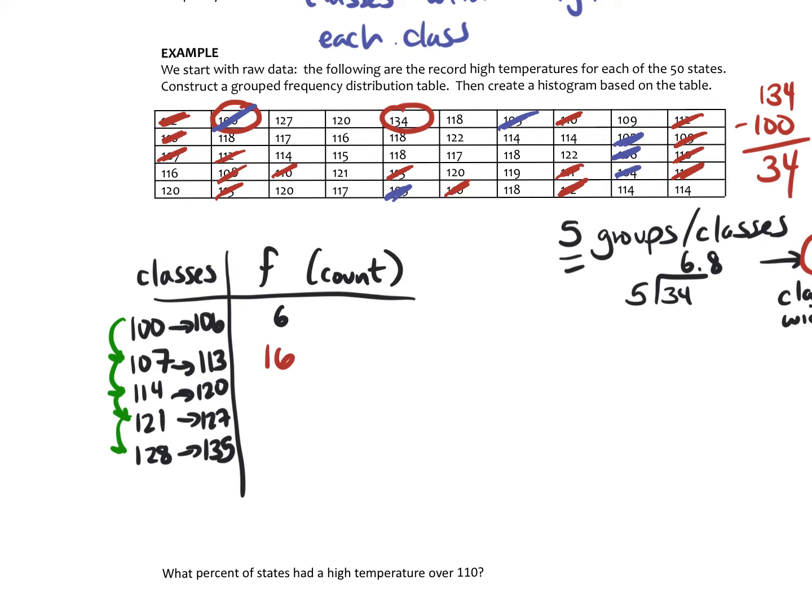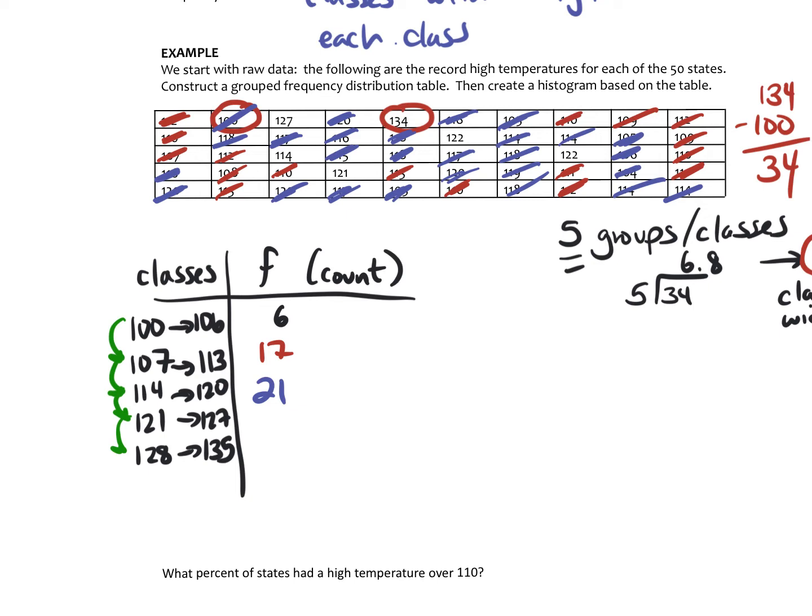So let's look at between 114 and 120. That's 1, 2, 3, 4, 5, 6, 7, 8, 9, 10, 11, 12, 13, 14, 15, 16, 17, 18, 19, 20, 21. And I just found there was another one. This 109 has got to go up here, so that's going to be 17 now.